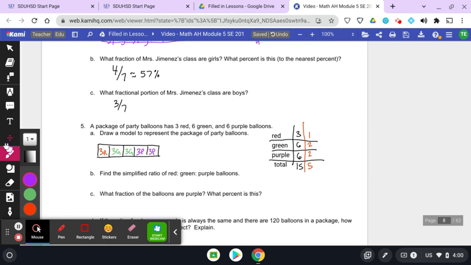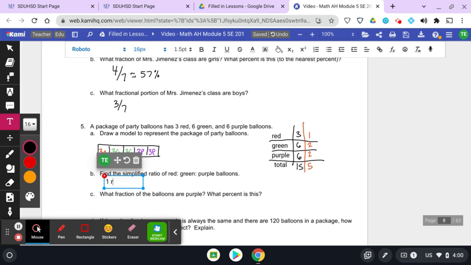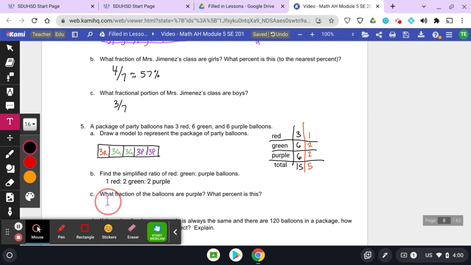Remember, ratio, we have to label. So 1 red, 2 green, 2 purple. Okay, all I did was take this ratio up here, 3 to 6 to 6, and reduce it all, divided all by 3. What fraction of the balloons are purple? Purple, 2/5. What percent is that? Well, we know 2/5. That's 4 out of 10, so 40%.